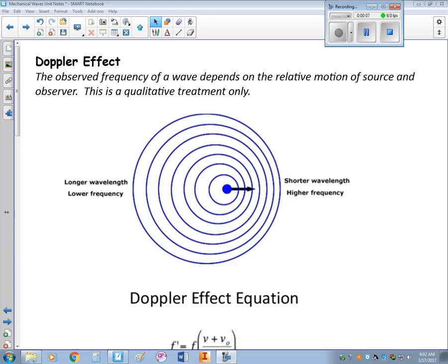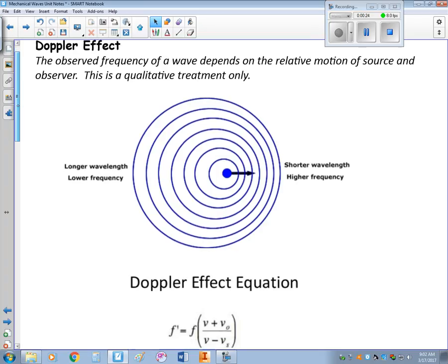So the observed frequency of a wave, remember, frequency is how many oscillations there are per second, depends on the relative motion of the source and the observer. And for the AP exam, this will be qualitative only. We're not going to do any math with this.